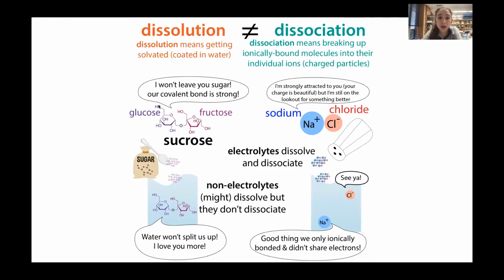So when you dissolve sugar, you aren't breaking the covalent bonds, you're just giving each copy a full water coat. With dissociation, the ionic bonds come apart, and then each of the ions, the charged particles, gets a full water coat. Okay, so that's where that comes from.